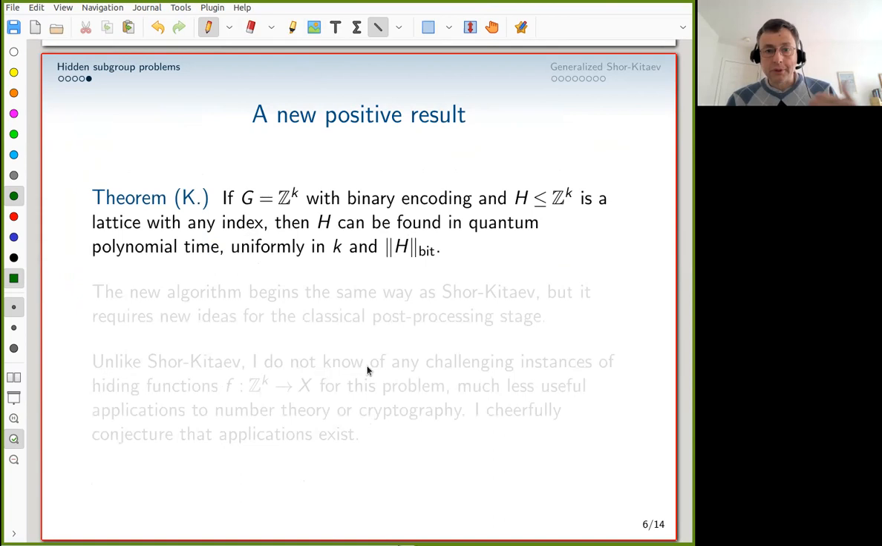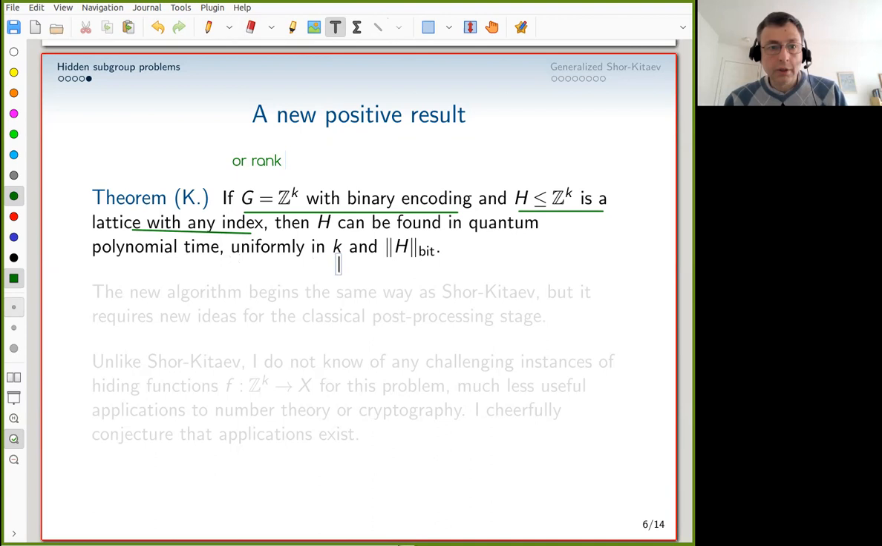G is Z to the K with standard binary encoding. Well, the specific base doesn't matter, but just not unary encoding of the vectors. And H is a lattice with any index. I should have put rank here. Then H can be found in quantum polynomial time uniformly in the dimension and the bit complexity of the answer. And to address Victor's question, good question again, it can be a generating set or even a lattice basis or even a canonical lattice basis.